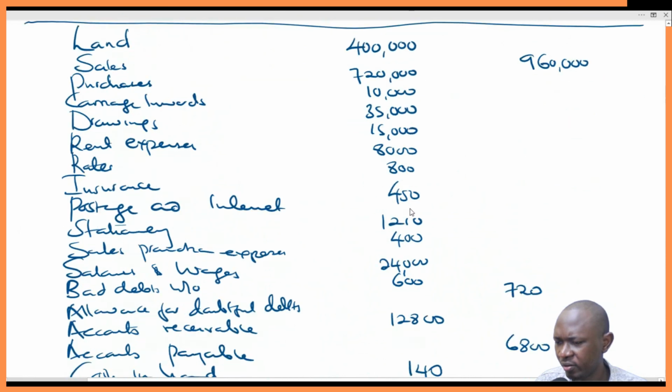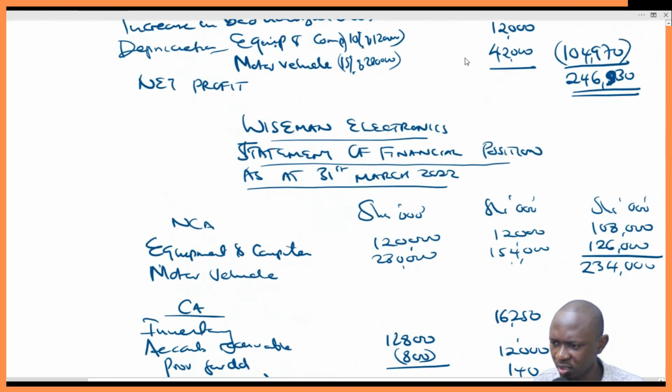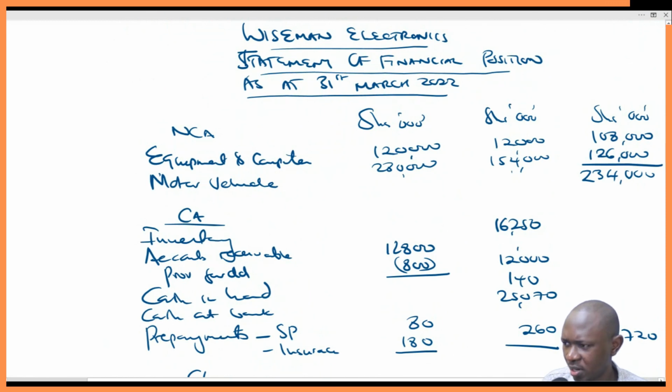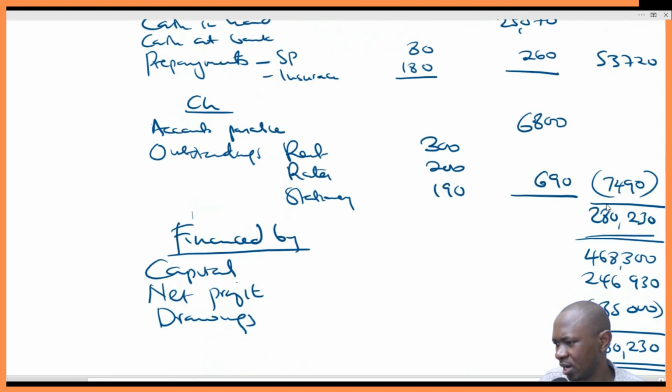Yeah, land 400,000. So that makes it complete. We simply come back here and we add land. Under non-current assets, we also had land valued at 400,000 that we had left out. This will make this figure 634,000, which now, when you add this, you will get 680,230. So then we are done.